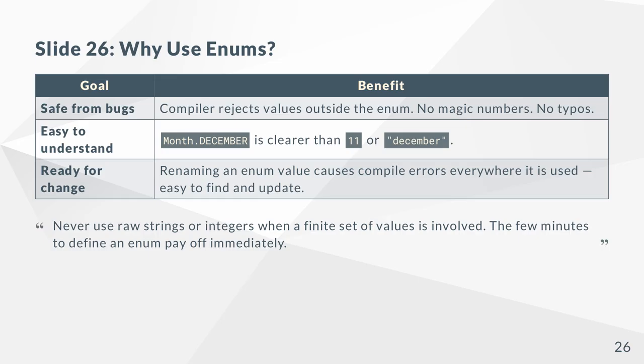Why use enums at all? 3 reasons, 1 for each of our core goals. Safe from bugs: the compiler rejects any value not in the enum, no magic number 14 slipping in as a month. Easy to understand: Month.December is immediately clear, the integer 11 is not. Ready for change: if you rename an enum constant, the compiler finds every usage and flags it as an error. No silent breakage. Whenever you have a finite set of values, define an enum. The few minutes it takes pay off immediately.